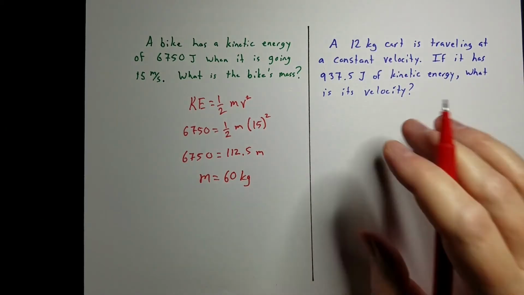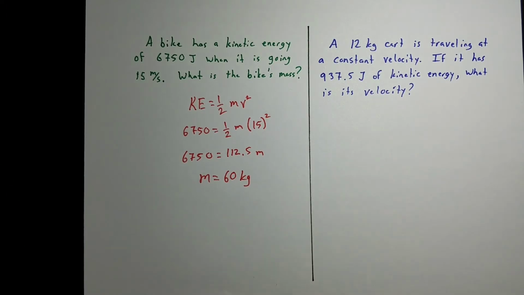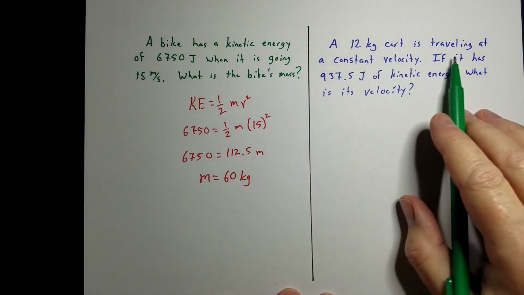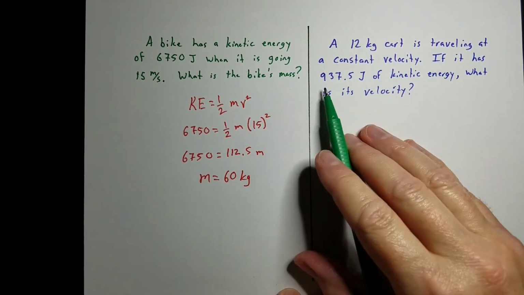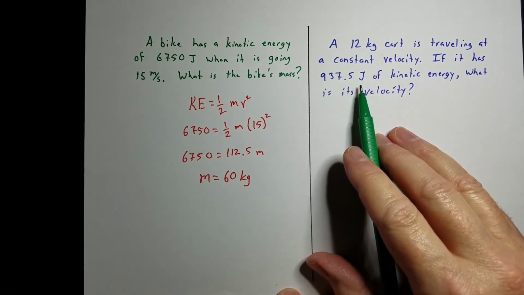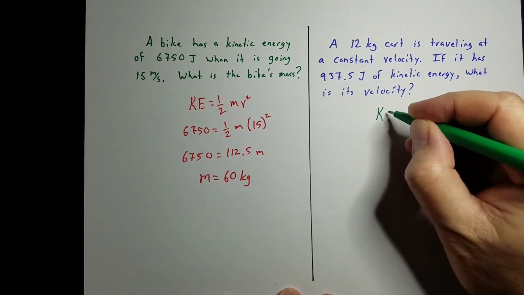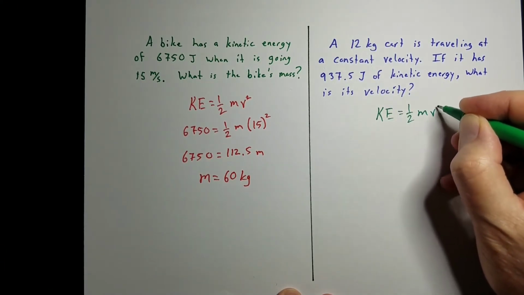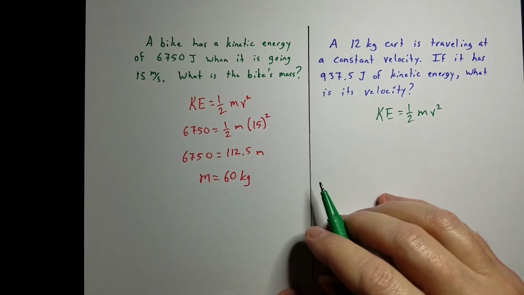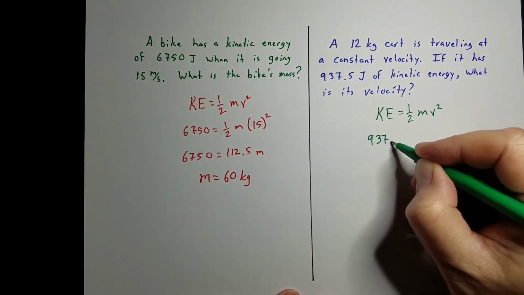That's not too bad, but a lot of times what we really want to do is find the velocity if we happen to know the energy. So for this one, we've got a 12 kilogram cart traveling at a constant velocity. If it has 937.5 joules of kinetic energy, what's its velocity? Well, since we know kinetic energy, we can always start off with this, and hopefully it'll lead us on the right path. I've got 937.5 joules.